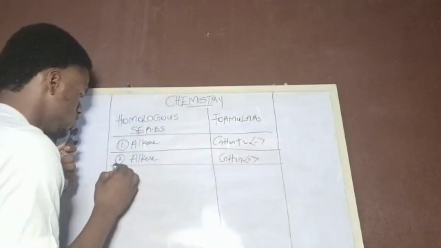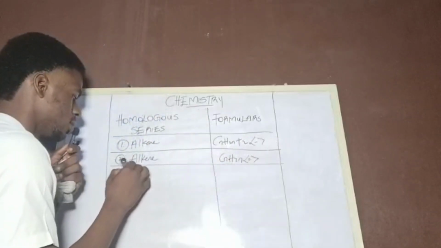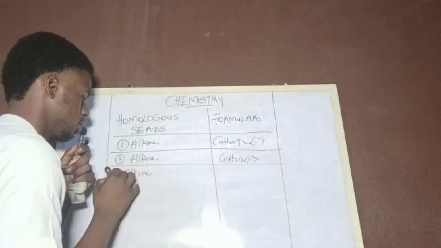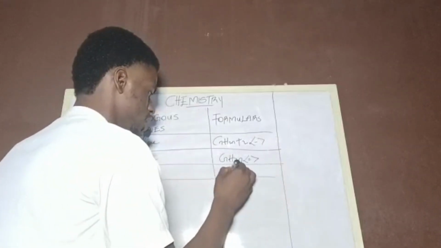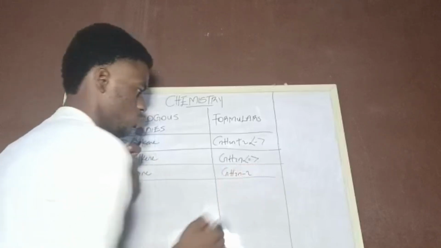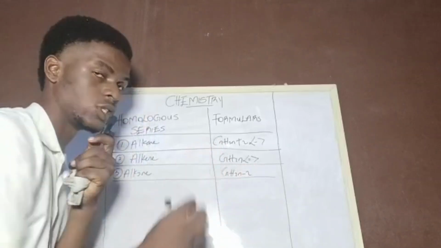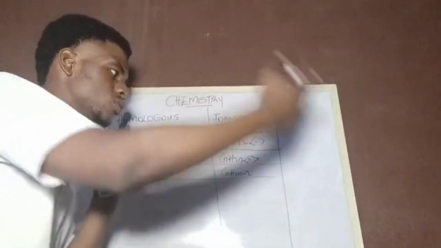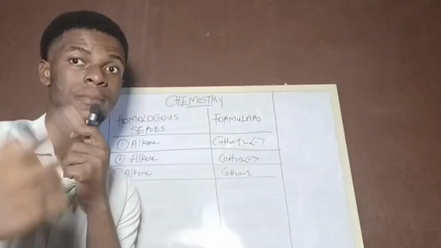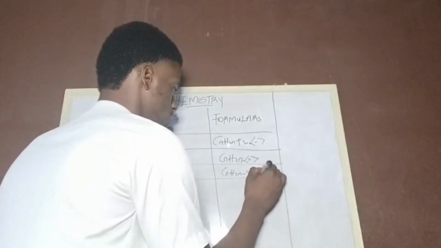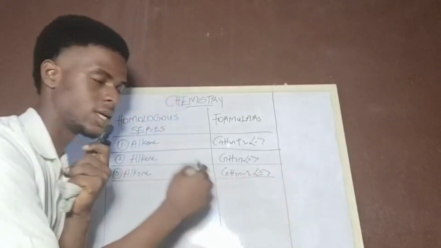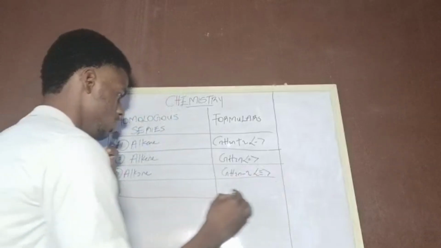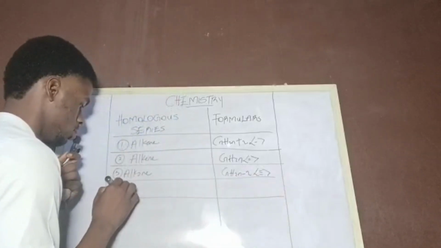Now the next one we have is alkyne. Here we have CnH2n-2. If you observe, the first one is plus 2, the other one has no plus or minus, while the third one is CnH2n-2. Alkynes have triple bonds. You can see it.